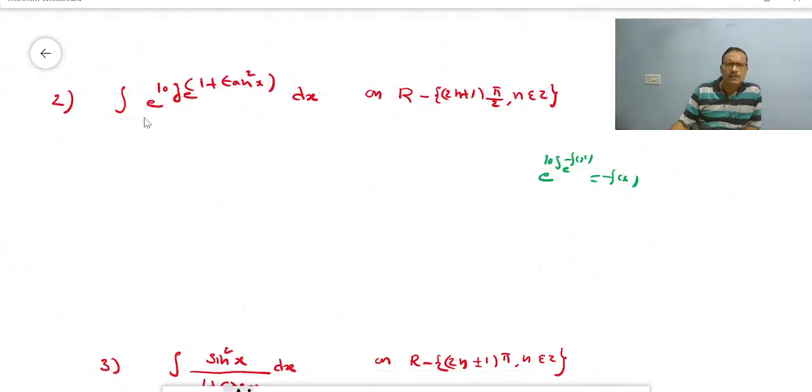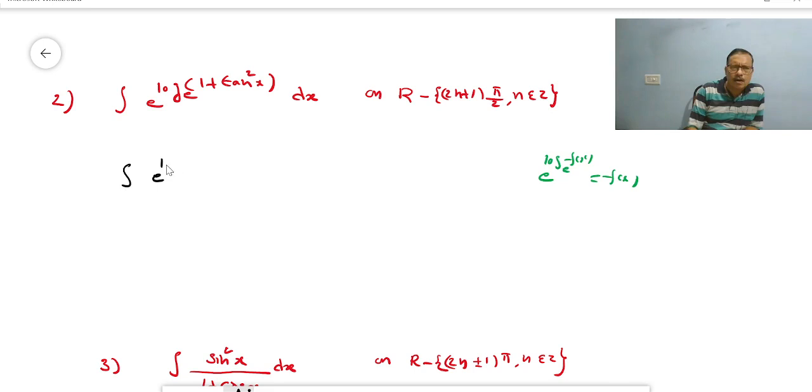Now what is the next one? Integral of e to the power of log of (1 + tan² x) base e dx. Now I am going to use the very simple one: e to the power log f(x) base e is equal to f(x). Similarly, a to the power of log f(x) base a also is equal to f(x).